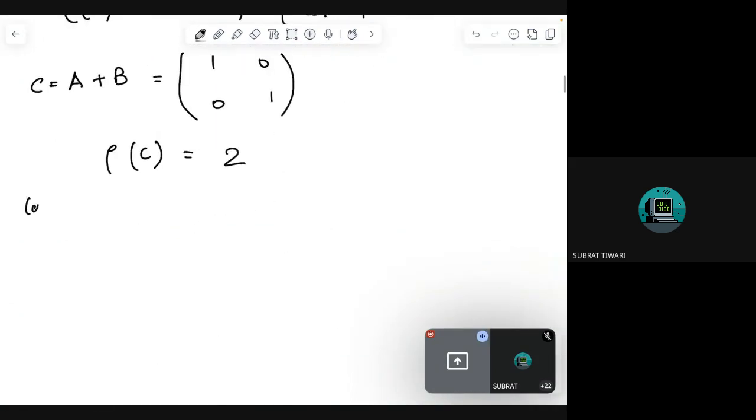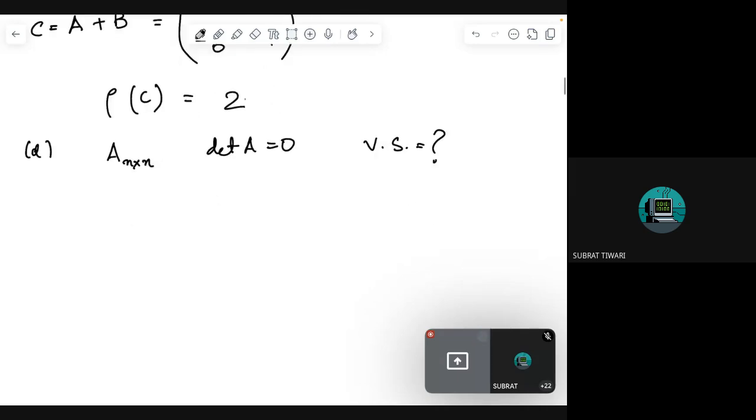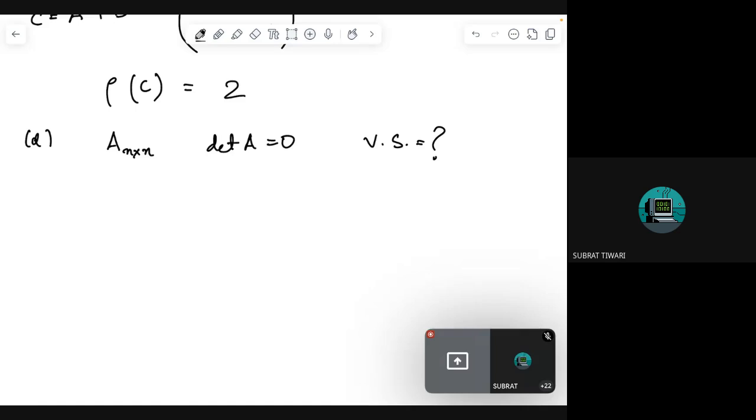Let's read the statement again. It says that the set of all n by n matrices such that determinant is 0 forms a vector space. So we have to check whether it forms a vector space or not, right? So let's take an example and see. For example, let's take a matrix 1 minus 1 1 minus 1. See that the determinant of this particular matrix is 0, right? Minus 1 plus 1, the determinant is 0.